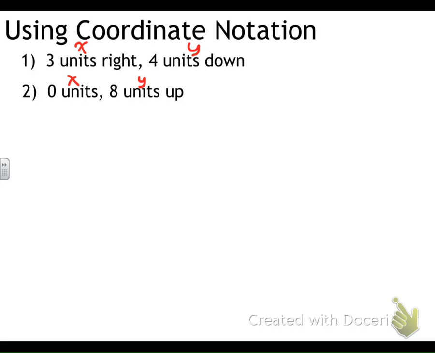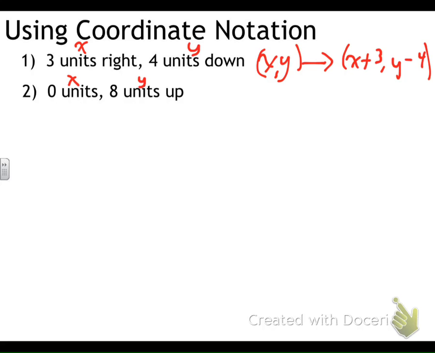So if we're doing 3 units to the right, to do coordinate notation properly, you take x, y, and you're going to translate it 3 units to the right, so that's x plus 3, and 4 units down, that's y minus 4. Pretty basic, right?